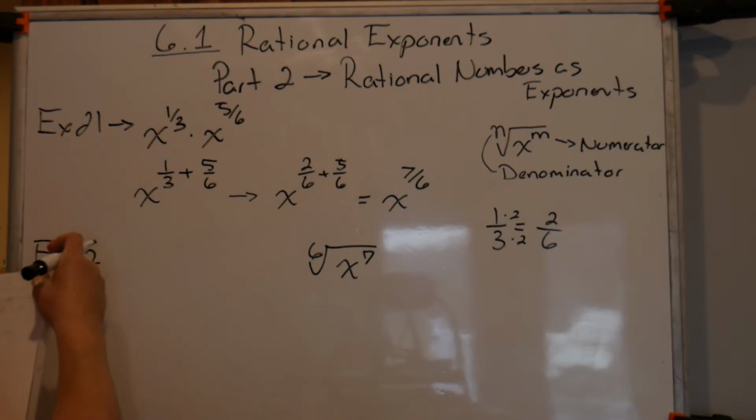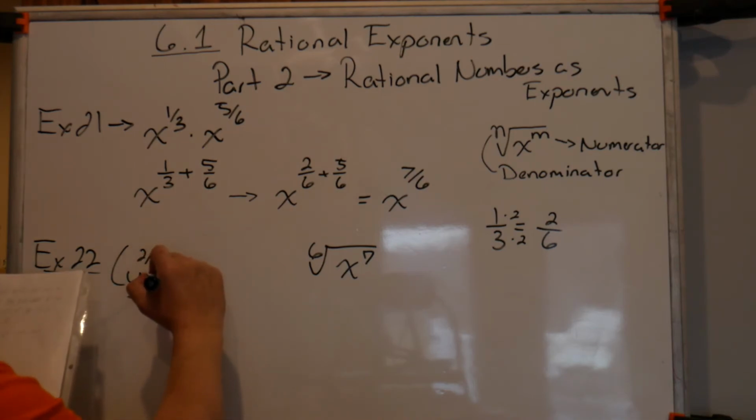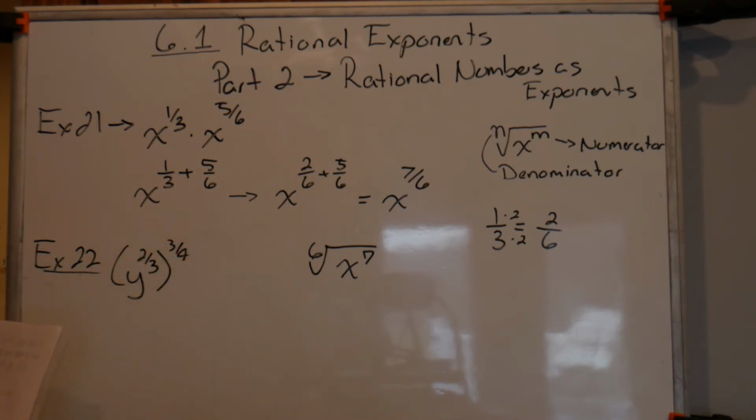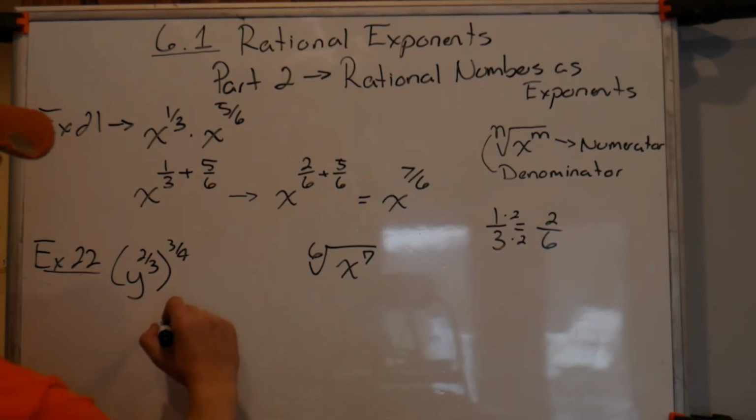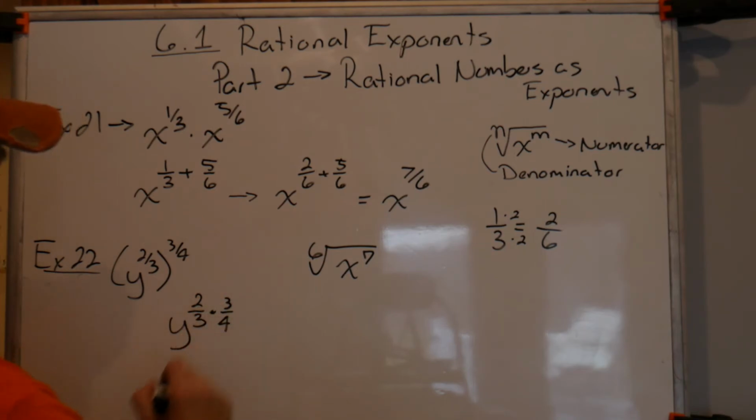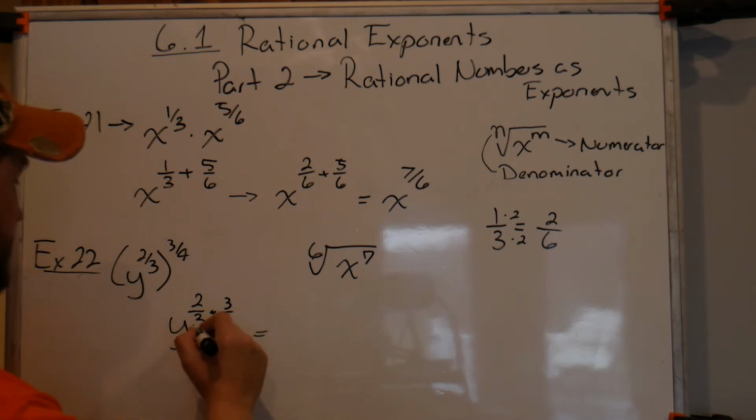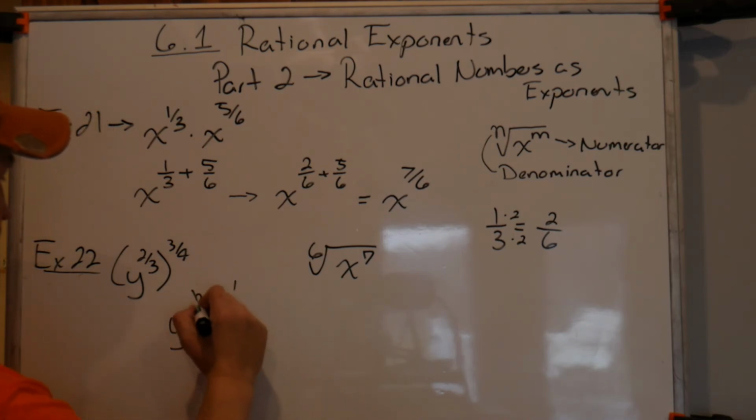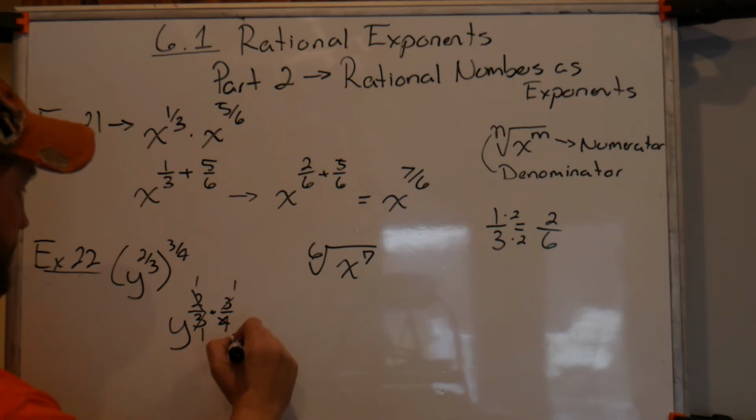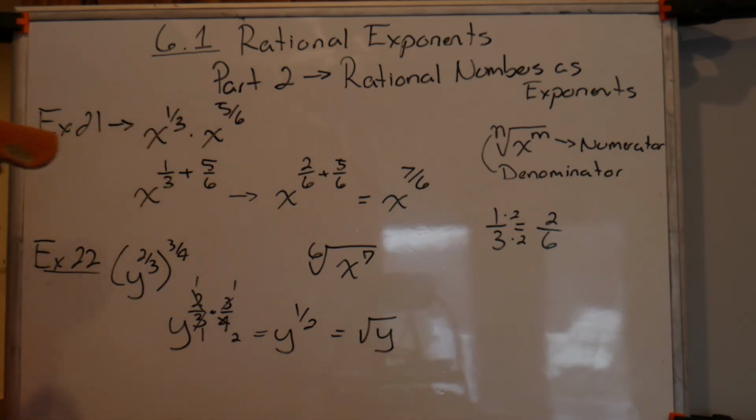Example 22. They give us y to the 2/3 raised to 3/4. When we have a power raised to a power, that's when we multiply. Multiplication much easier than addition. 2/3 raised to 3/4. So we multiply the two exponents. By doing so, 3 goes into 3 once, 2 goes into itself once, it goes into 4 twice, y to the 1/2. We can rewrite that as square root of y.